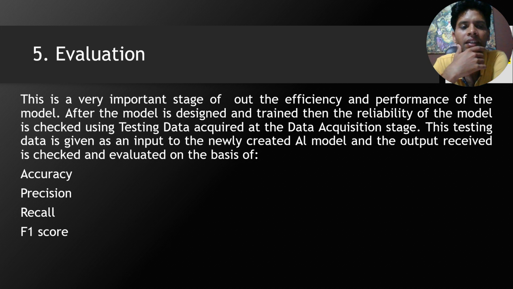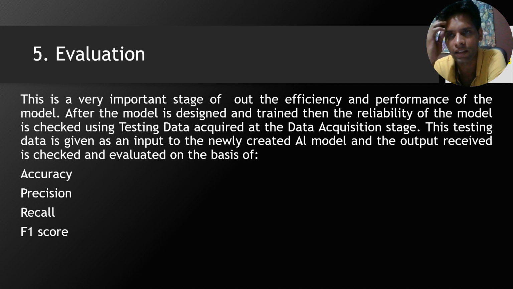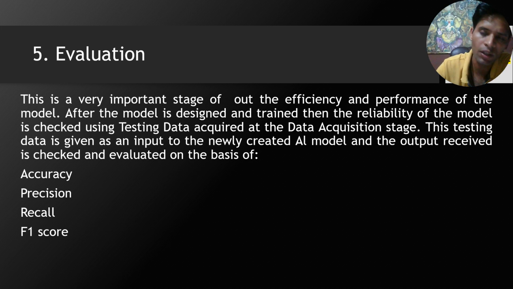This testing data is given as an input to the newly created AI model, and the output received is checked and evaluated on the basis of these 4 points: accuracy, precision, recall, and F1 score. We will find out all these four in the next chapter. We'll do it this week, as well as learn how to calculate which is good and which is not good. This is called evaluation.